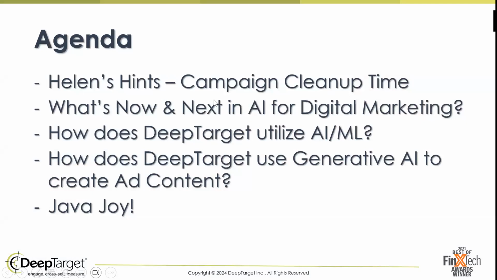But first up, we've decided that we're going to add this, if you will, a Helen's hint, because Helen always has some great hints to get us started. First thing, something for you to think about to make sure that you're optimizing your DeepTarget implementation. Then we're going to talk about what's now and next in AI for digital marketing, how DeepTarget utilizes it, how DeepTarget uses generative AI specifically, and we'll have our Java joy. So we'll go ahead and get started.